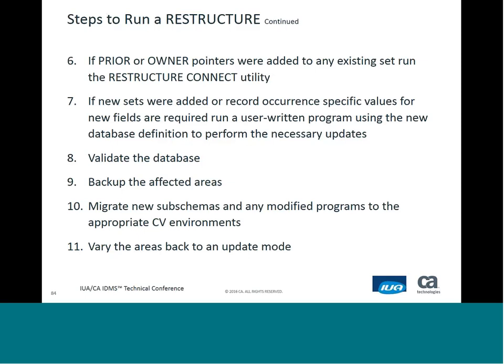You'll want to back up the affected areas so that if you start processing and then there is some application reason why you're going to have to recover the database back to the point of the restructure, in other words, the restructure was good, but there's some logical reason for recovering the database, you can go back to the newly restructured database without having to go back before the restructure and then rerun the restructure. You'll migrate your new subschemas and any modified programs to your runtime environment, and then you can vary your areas back into an update mode against the CV.